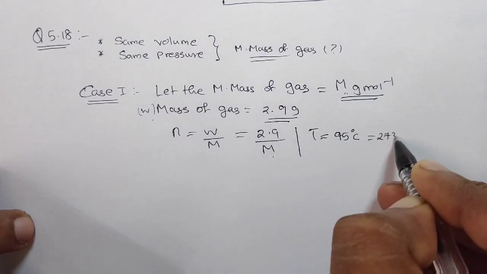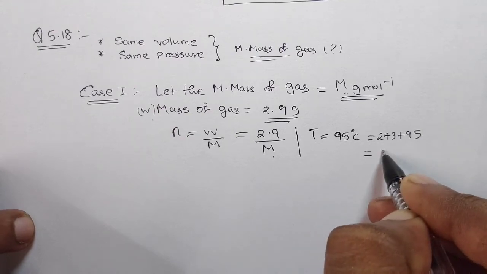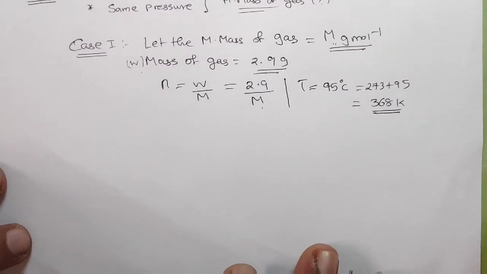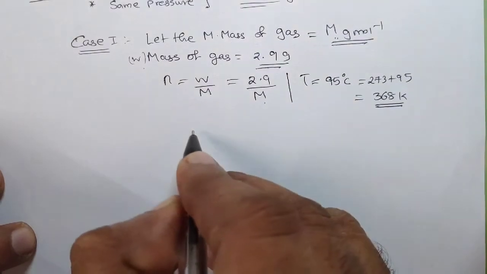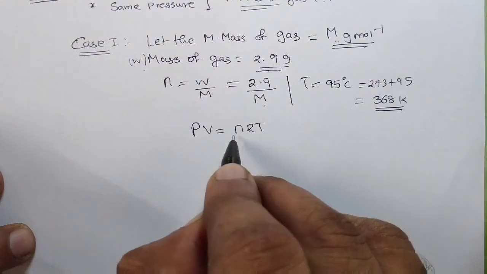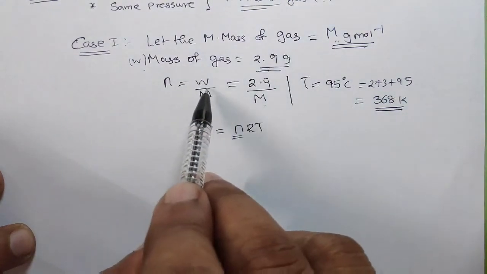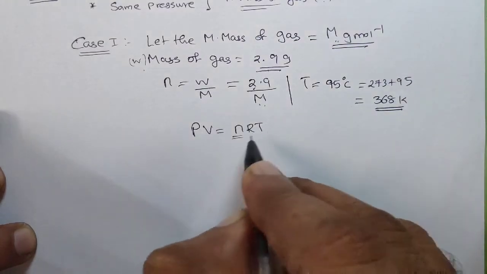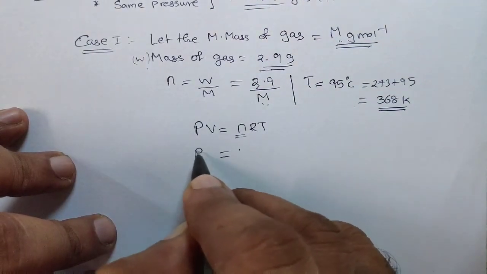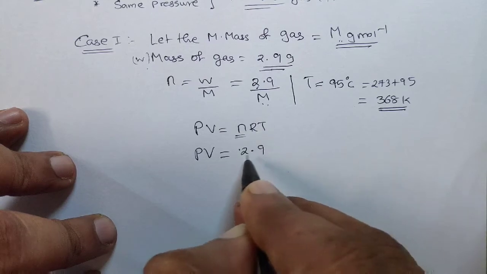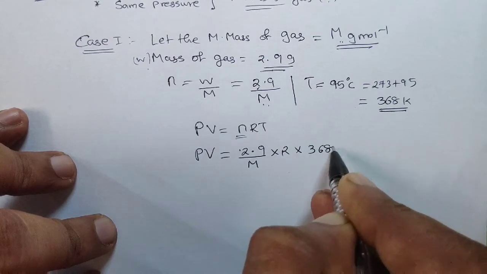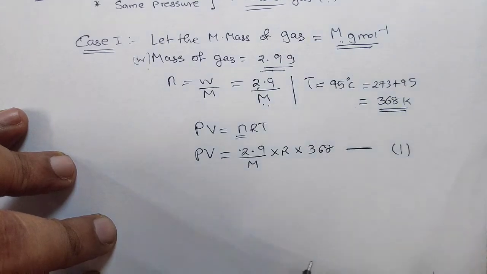So we'll convert it: 273 plus 95, you will get temperature equal to 368 Kelvin, right? Now I'll substitute this in the formula. We know the formula, PV is equal to nRT, right? So I'll substitute n. n is equal to what we have seen here, 2.9 by M. So PV will be equal to 2.9 divided by capital M into R into 368, the temperature.